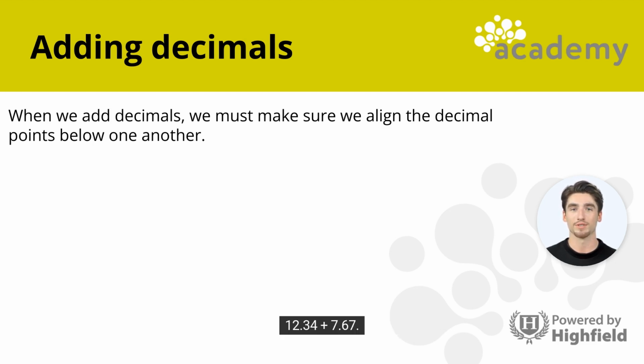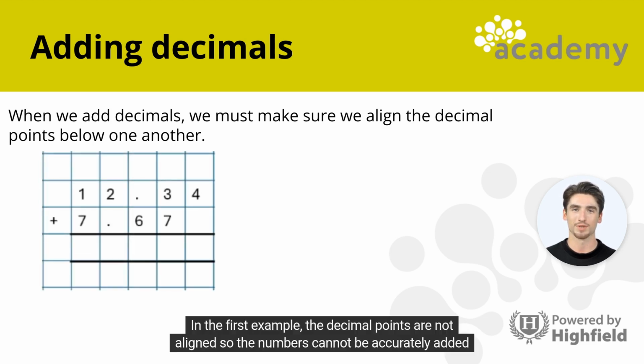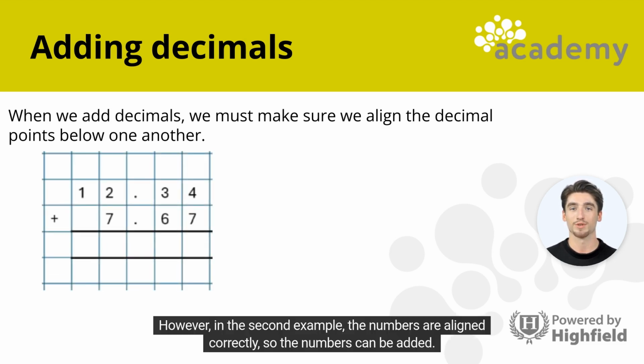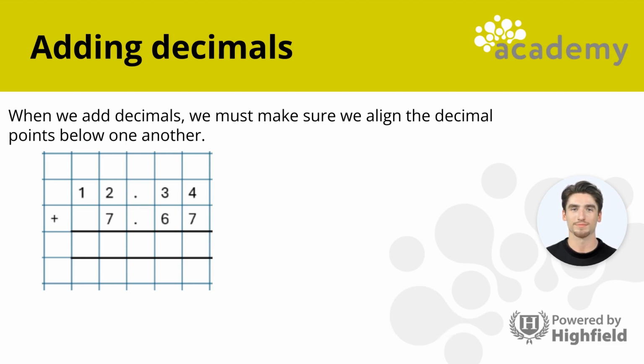12.34 plus 7.67. In the first example, the decimal points are not aligned, so the numbers cannot be accurately added together. However, in the second example, the numbers are aligned correctly, so the numbers can be added. We know this because the decimal points are below one another. As usual, we should start adding in the far right column.